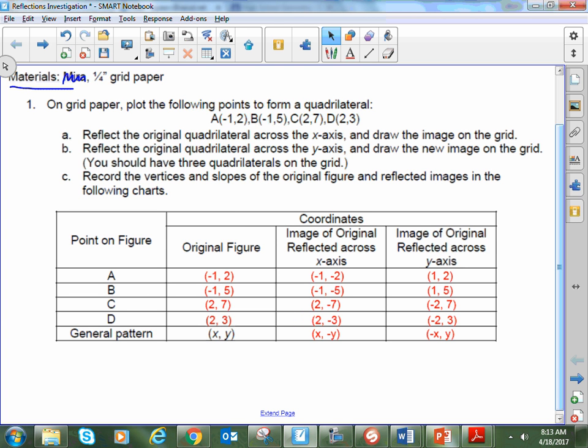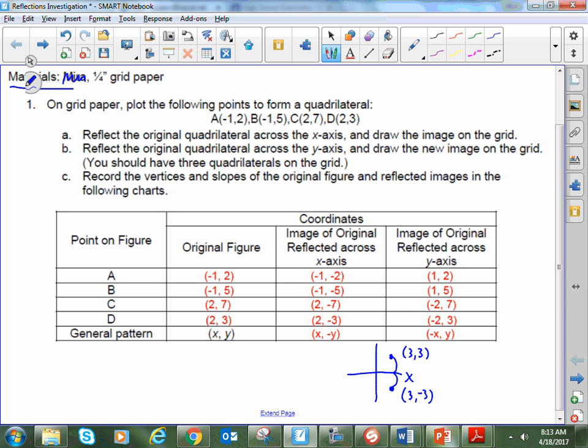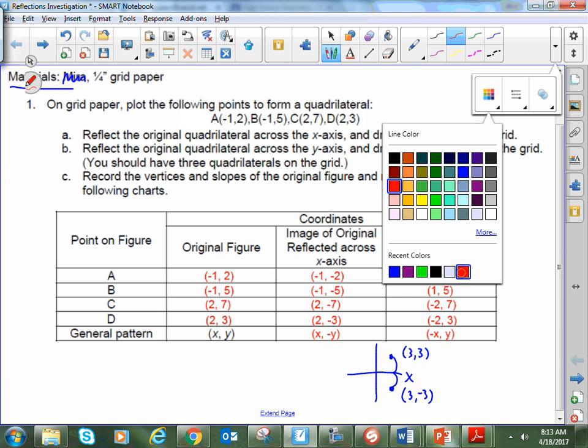Which kind of makes sense, because if I reflect something across the x-axis, let's say I have this point here at 3, 3. Well, it's going to go down 3 spaces to get to the line of reflection, then it's going to go another 3 spaces. So all we're doing is a vertical motion, and if we're only moving up and down, it makes sense that the y-coordinates change because the y-coordinates are our vertical motions.